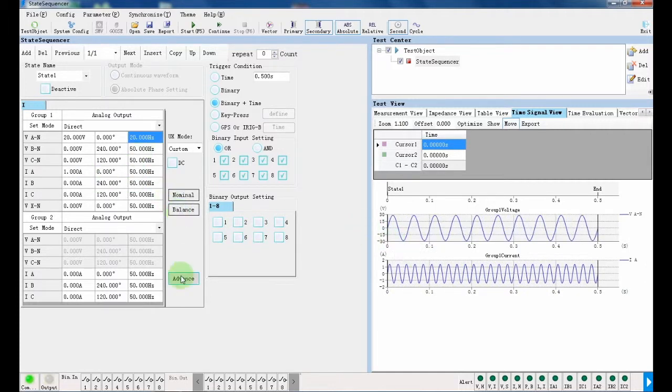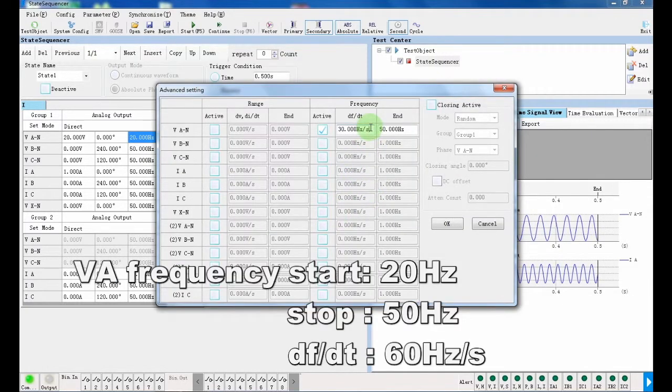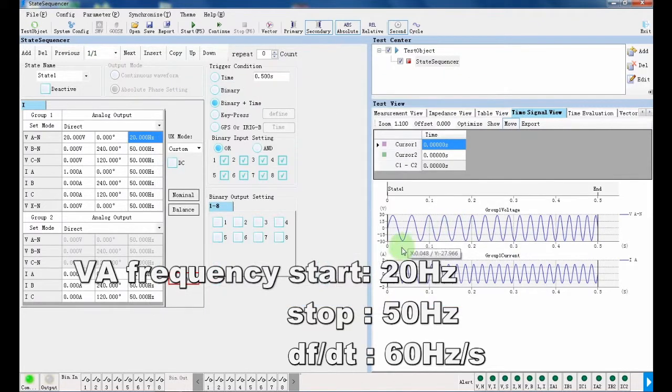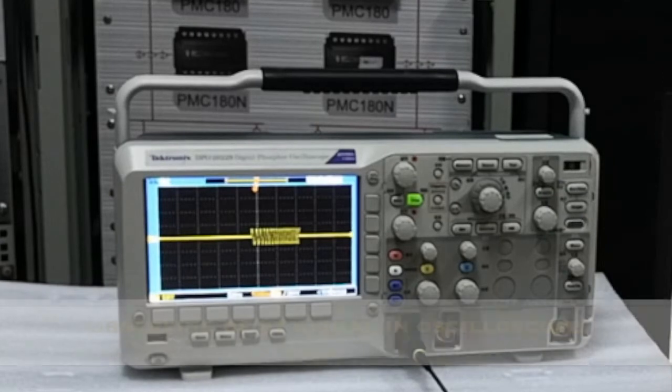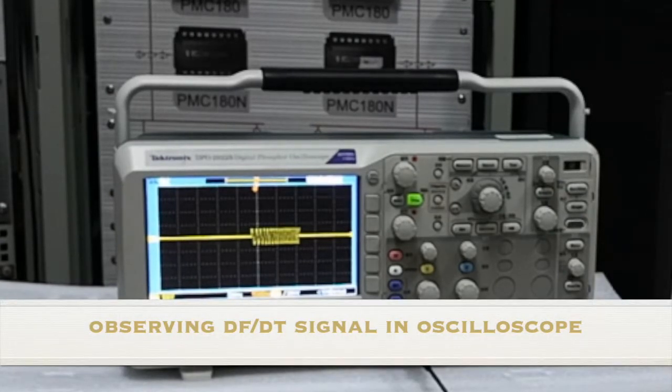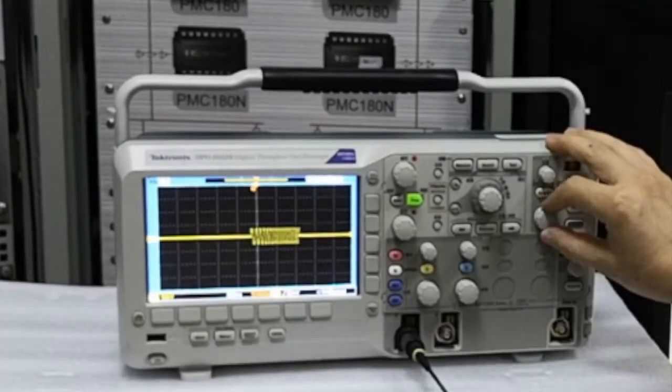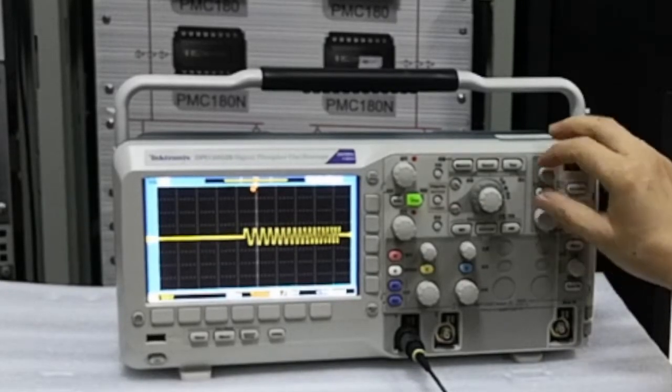Now in advanced view, we are entering settings to increase a 20 Hz signal with df by dt of 60 Hz per second till it reaches 50 Hz value. We have set the test time as 0.5 seconds. As we play the signal, we will observe that we are getting the similar waveform in the oscilloscope.